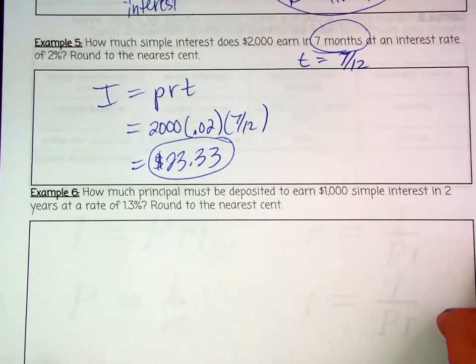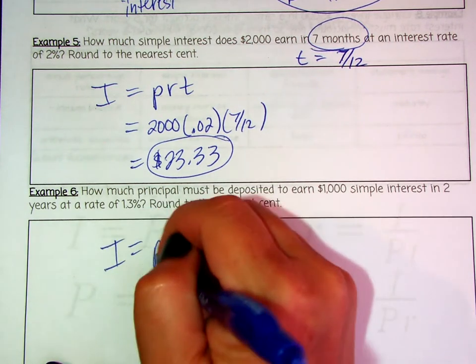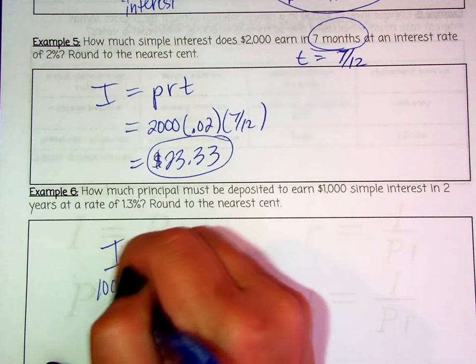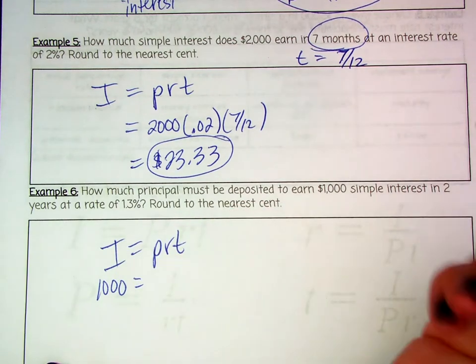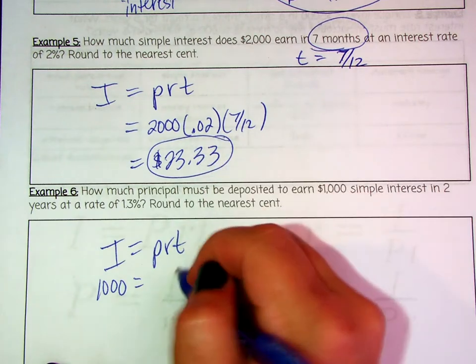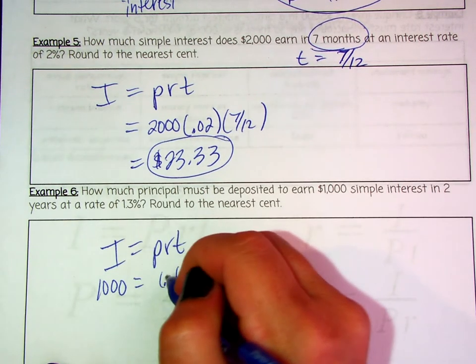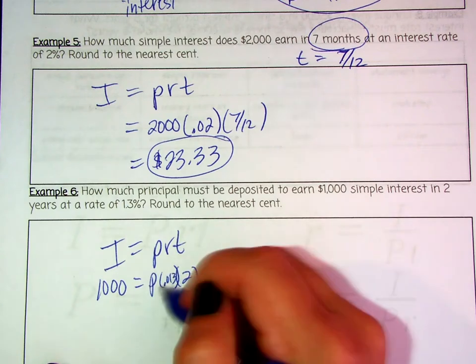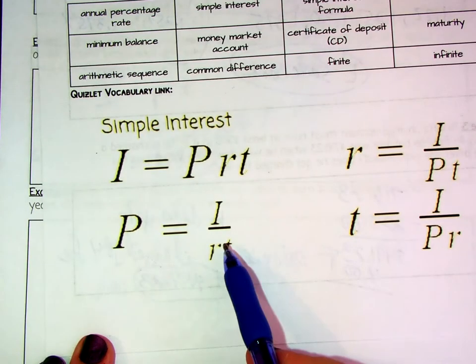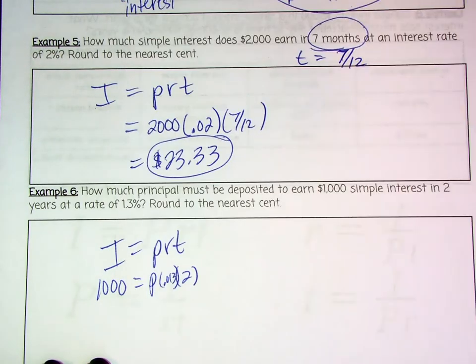How much principal must be deposited to earn $1,000 simple interest in 2 years at a rate of 1.3%? So if you just use the regular formula every time, sometimes we're plugging in for a different variable. And so 1,000 is the simple interest we earn in 2 years. There's my time, at a rate of 1.3%, so 0.013, and we're trying to find P. So if you look back at this formula page, we already have it moved around where P is what we're trying to find. So feel free to use this formula right off the bat.